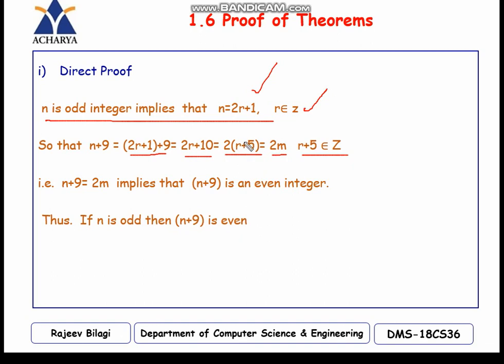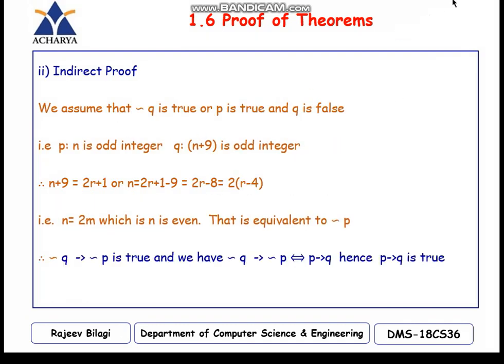You take any value of r; any r plus 5 value multiplied by 2 means it will always be an even number. So n plus 9 is 2m, which implies that n plus 9 is an even integer. That is why I have written 2m here. So directly I can write that if n is an odd number, then definitely n plus 9 is an even number, which is a direct way of proving that n plus 9 is even.